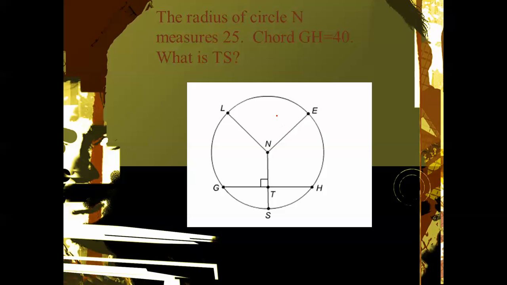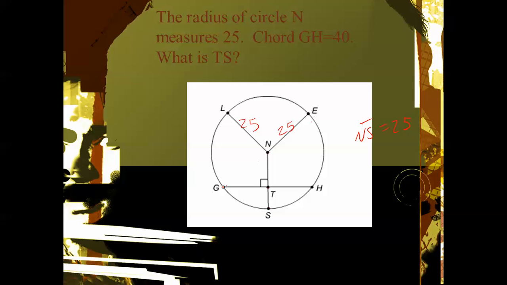Okay, this one says the radius of circle N measures 25. Chord GH equals 40. What is TS? So we know that the radius is 25, which tells us that all of these are 25: NE, LN, and NS. NS is going to equal 25. I'm going to write this over here so that we don't get confused on what we're talking about.